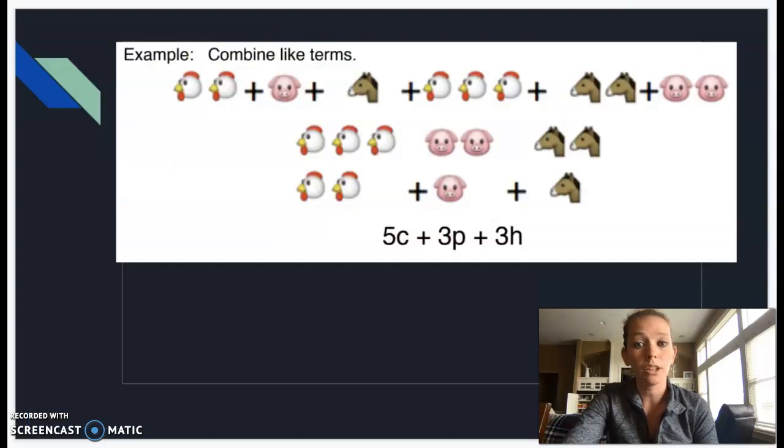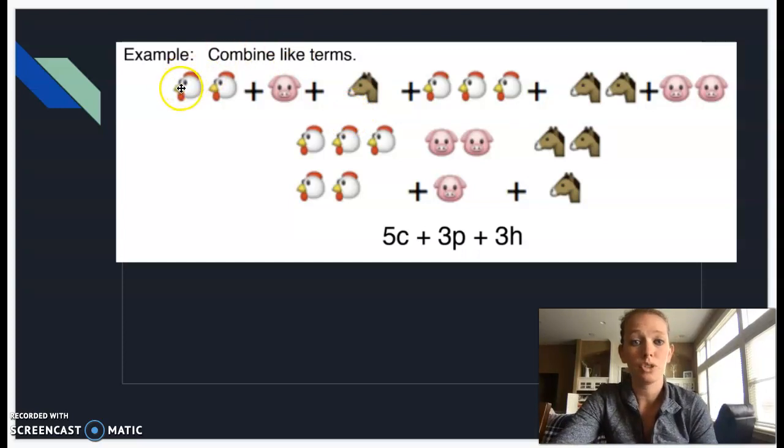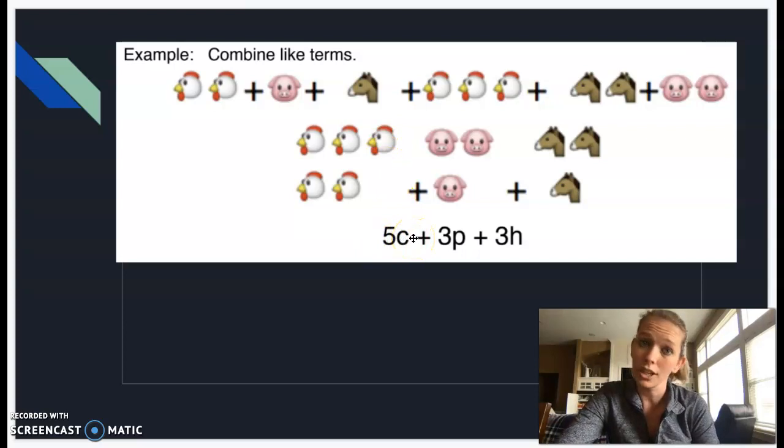So we can look at this also as another example using emojis. So we can see here we have 2 chickens, and then over here we have 3 more chickens. So we can combine the like emoji. So in this one now we have 5 chickens. But in math, we wouldn't write it with the emoji. Typically we'd write it instead with a letter. So here you can see it says 5C, and C standing for chicken.